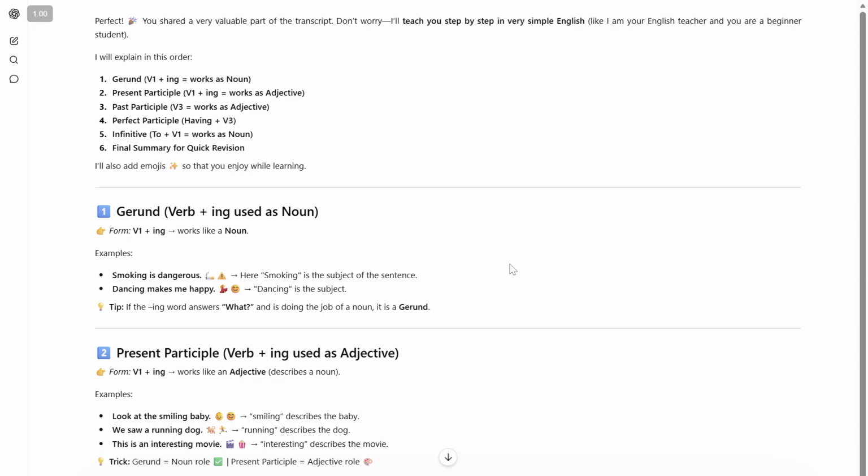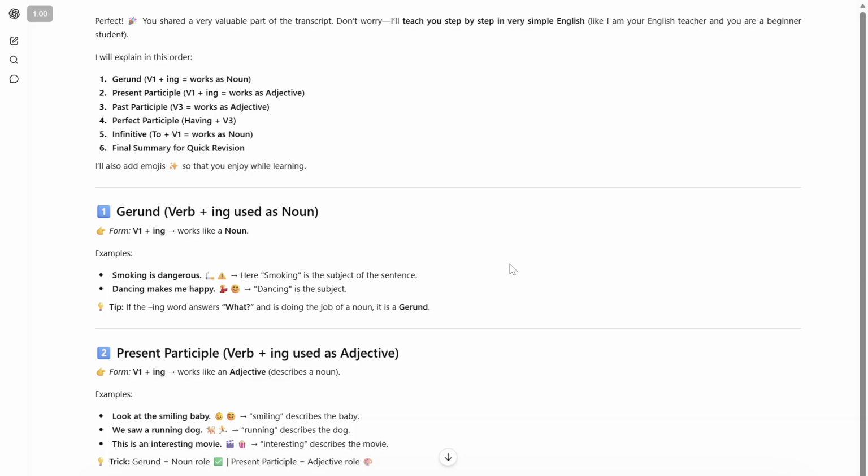I'll also add emojis so that you enjoy while learning. Gerund: verb plus ing used as a noun. Form: V1 plus ing works like a noun. Examples: Smoking is dangerous. Here, smoking is the subject of the sentence. Dancing makes me happy. Dancing is the subject. Tip: if the ing word answers what and is doing the job of a noun, it is a gerund.